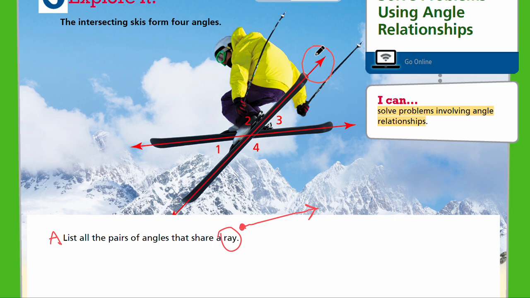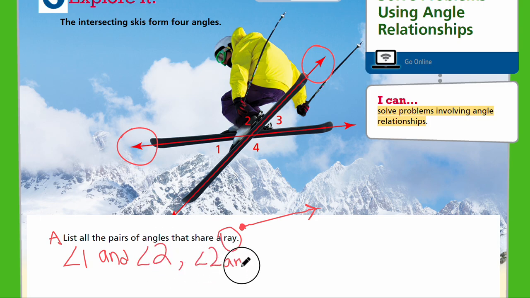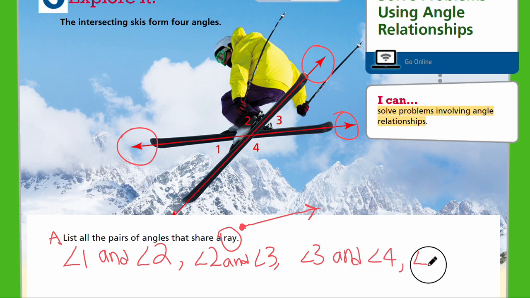So what are the angles that share a ray? This ray is shared by angles 2 and 3. This ray is shared by angles 1 and 2. We're just going to list these pairs. In order to write angles, you write them in this notation: angle 1 and angle 2, angle 2 and angle 3, and then this ray is shared by angle 3 and angle 4, and then the last ray is shared by angle 1 and angle 4.